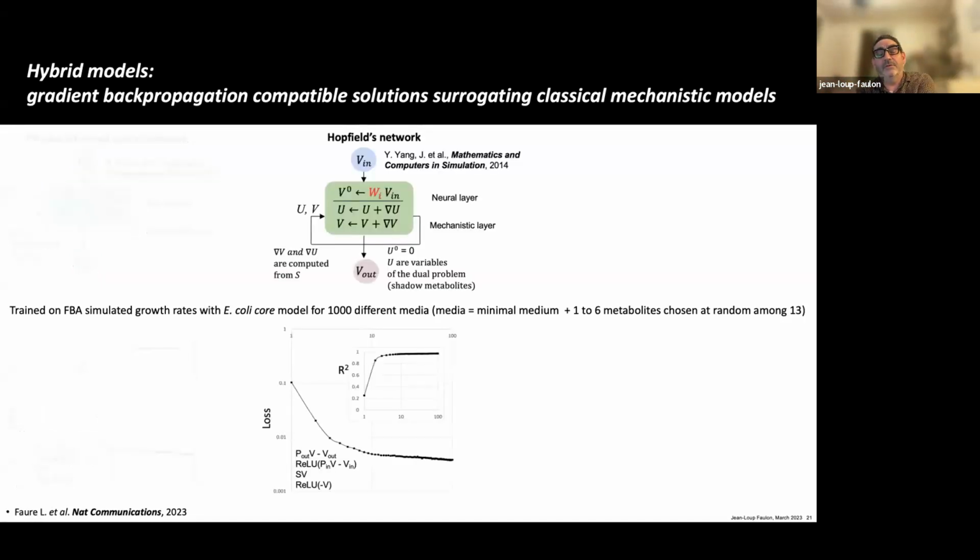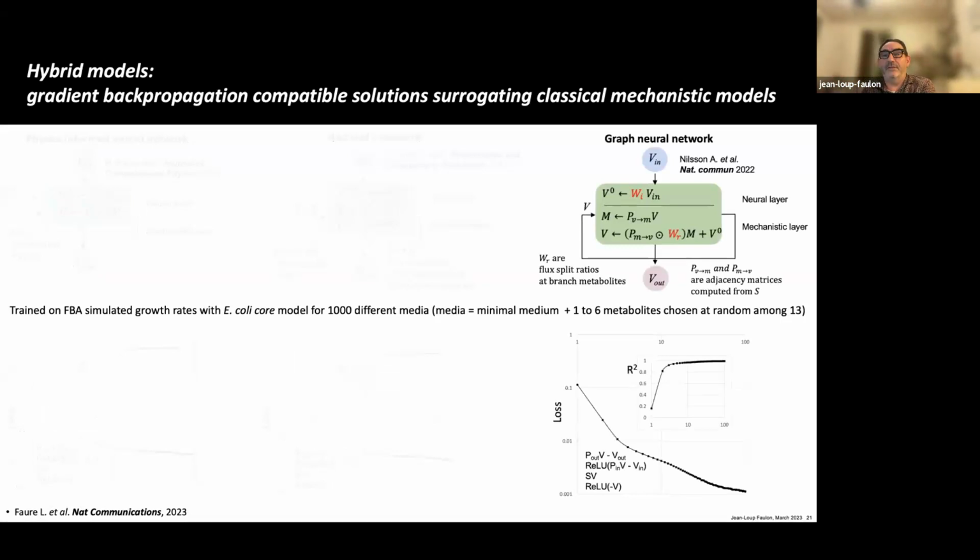The second example is using a Hopfield-like network, and this solution was developed by the math community. You solve at the same time the linear program and the dual problem. Every linear program has a dual problem with variable u, and so it's faster, but it involves more matrix computations. And the last one is based on a graph neural network.